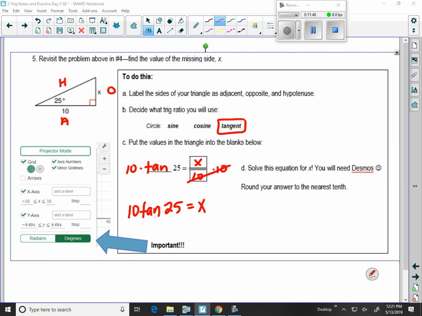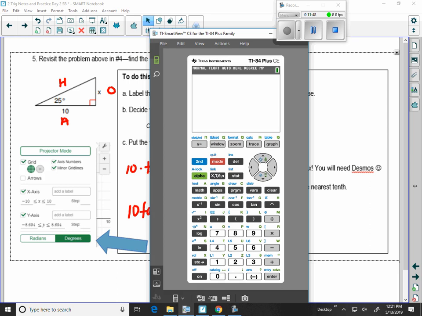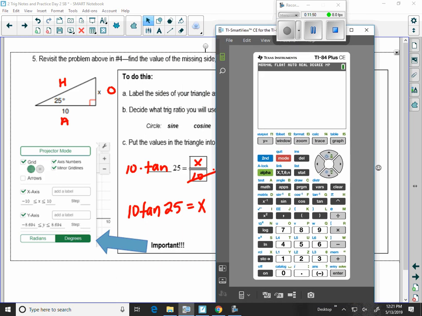Okay, I'm going to do this both ways. I'm going to do it calculator and I'm going to do it Desmos. So just pay attention here. Okay, so we're going to type 10 tangent 25, enter. Okay, 4.67. What do you do after this? Press second mode, and that'll take you back. I'm sorry if you were still in the mode section.